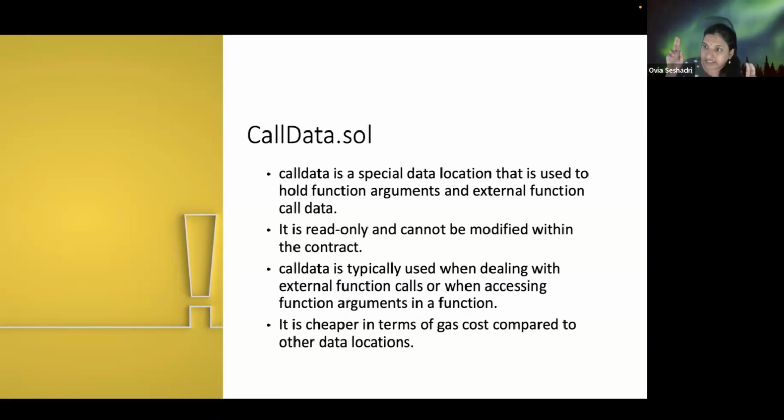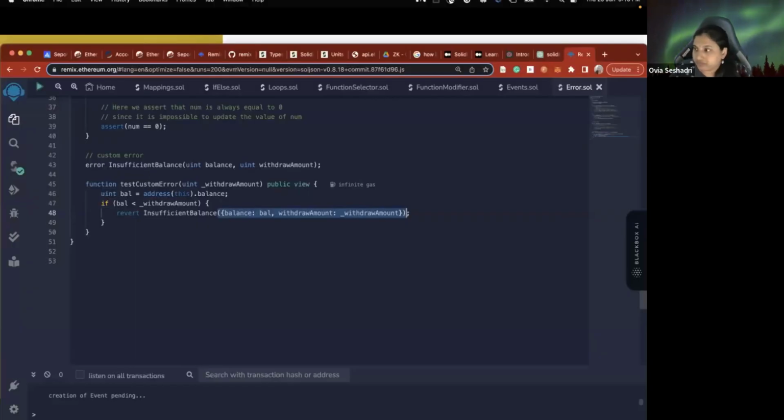By default, anything that comes in function arguments is stored under the call data segment in memory. So that's basically what call data is. Let us see a quick example.